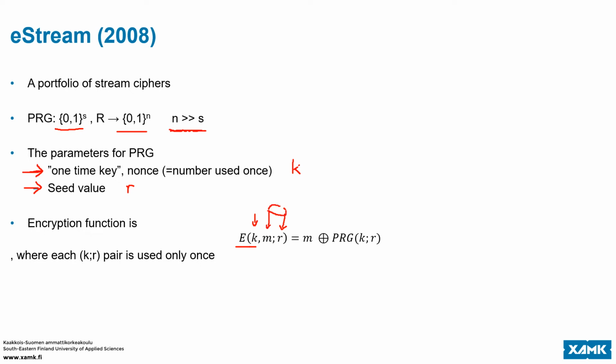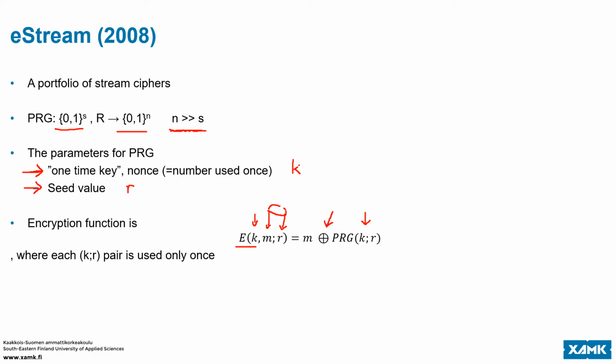And the actual encryption happens using the XOR function, just like in the one-time pad. The output of this function is the message XORed with whatever the pseudo-random number generator produces from this pair of parameters, and these parameters, of course, being the one-time key and the seed value.